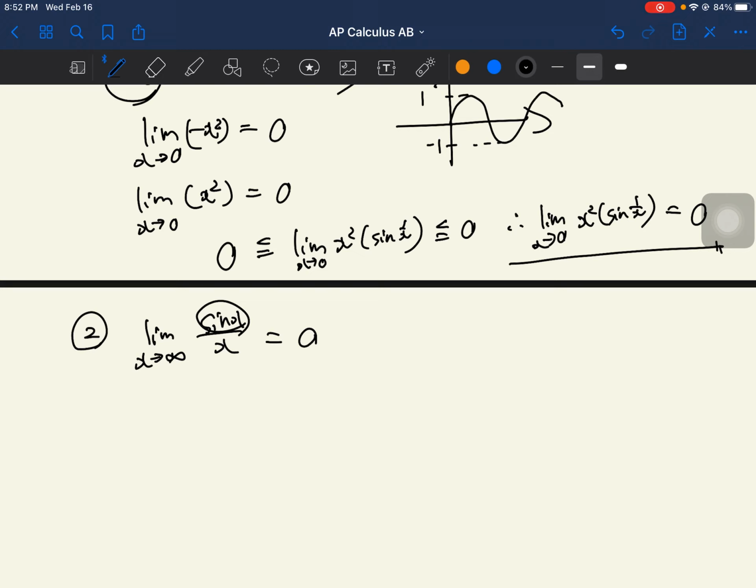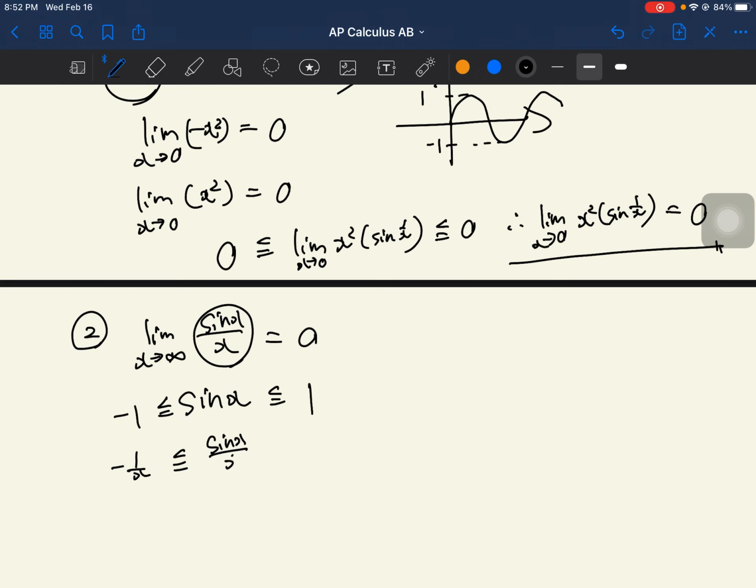First you start from sine x. In this case you usually start from sine, cosine, or tangent, something like that. Again, this is between -1 and 1. Then this function has x in the denominator, so let me divide everything by x. Then we have -1 over x, sine x over x, and 1 over x. And let's find the limit for both sides.